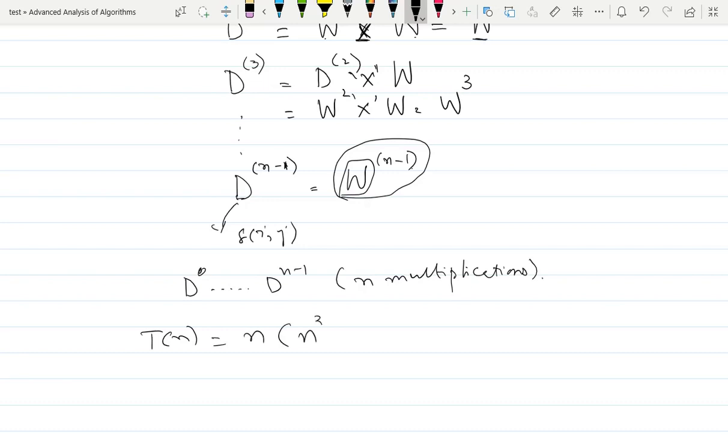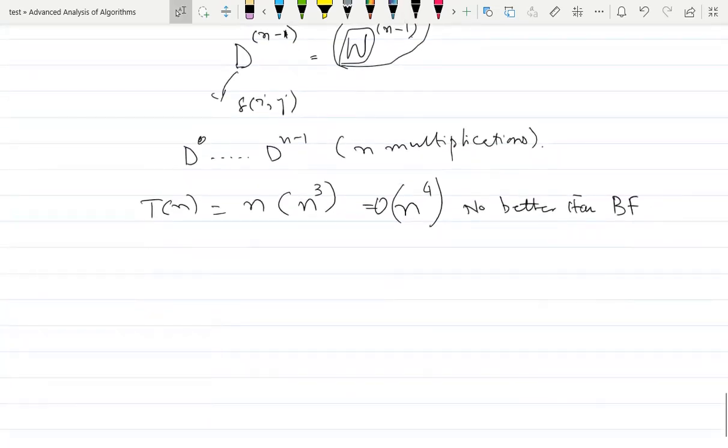Multiplied by the time required to calculate this multiplication. So that means it turns out to be big O of n to the 4. So it is no better than the simple Bellman-Ford which we applied before, because it was also the same, big O of V to the 4. Remember that? So it is no better than the previous case. But with a very small additional tweak, we can improve upon it.